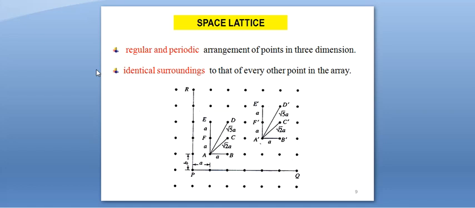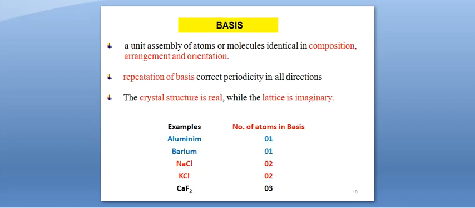If we see the surroundings of all the atoms, all the surroundings are identical in nature. So every point in an array has identical surroundings to that of every other point. Suppose we consider one array and see the surroundings, all the atoms are identical. So they have identical surroundings. This is called a space lattice.